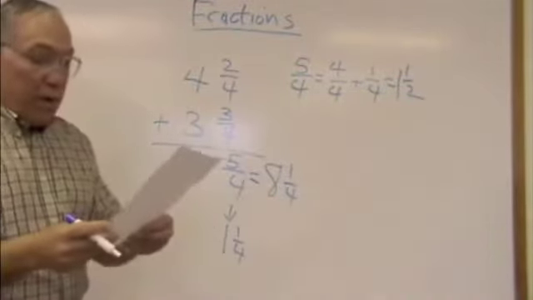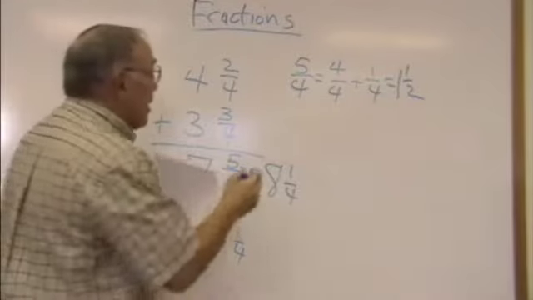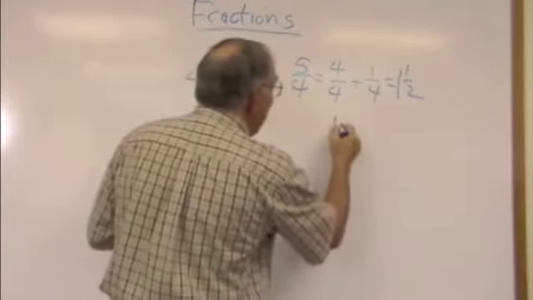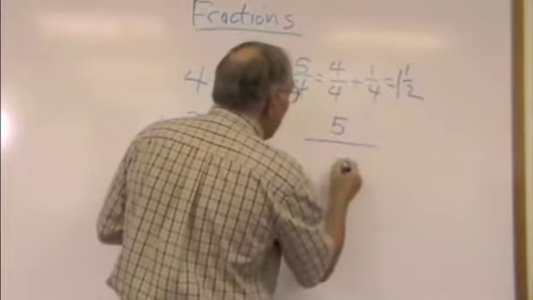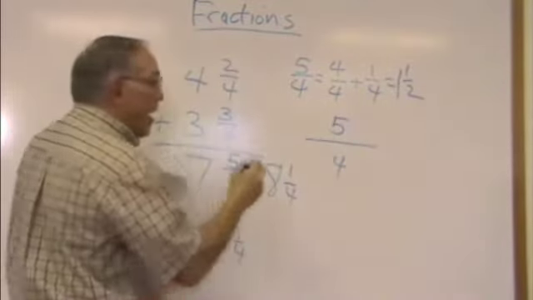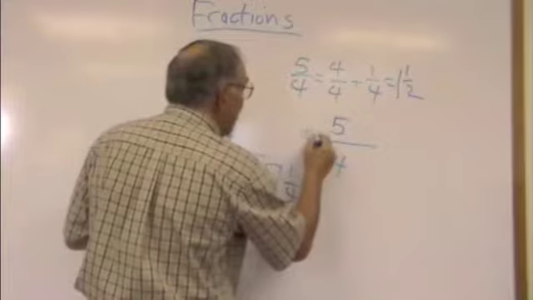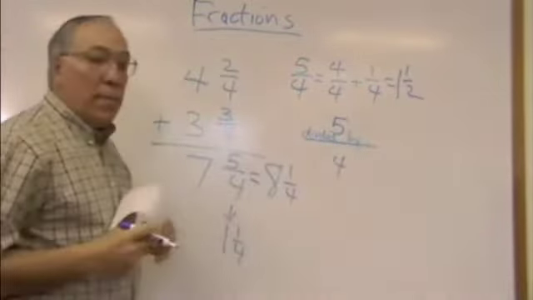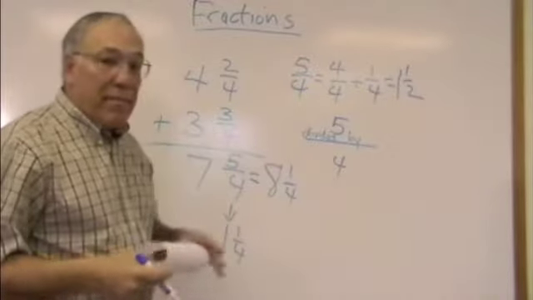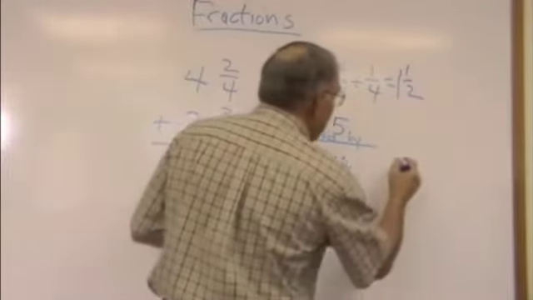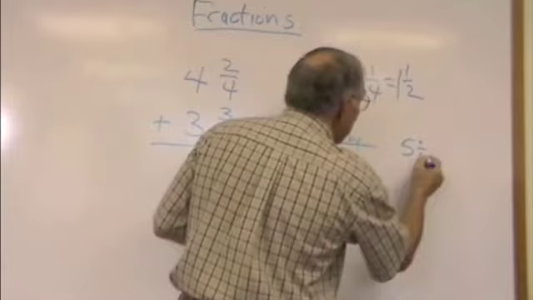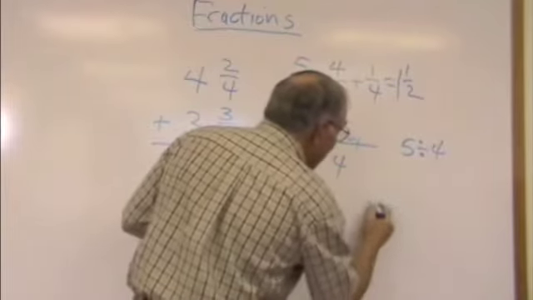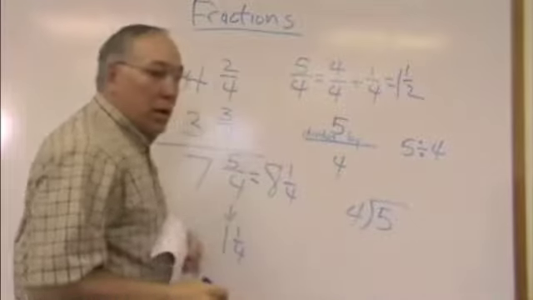Or we could divide it out. Okay, we could say, well, let's divide this out. Anytime you have a fraction, you can always divide it out. 5 over 4. This fraction bar always tells you divided by. So 5 over 4 is 5 divided by 4. That would look like this, 5 divided by 4.